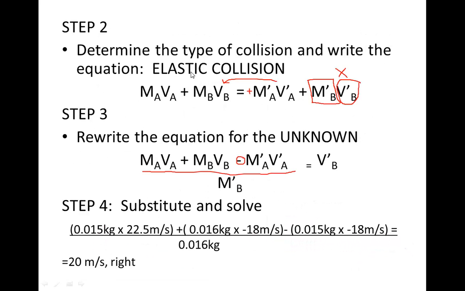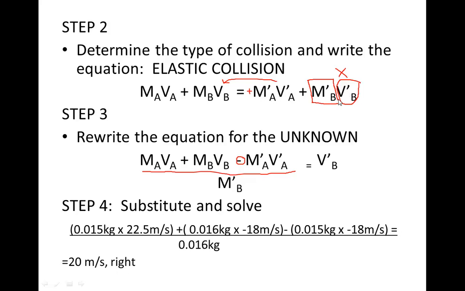So since this is an elastic collision, we copy the general equation from the previous slide, this long equation here. In step 3, we will encircle the unknown. Since we're looking for the speed of the second marble after collision, that would be the V prime B. Second marble, which is B, after collision with the apostrophe.